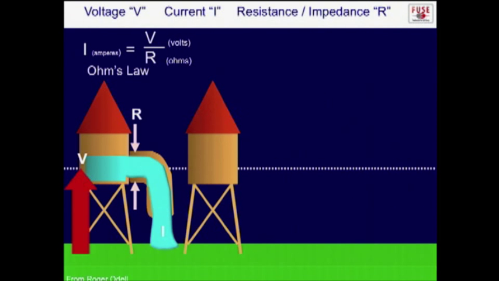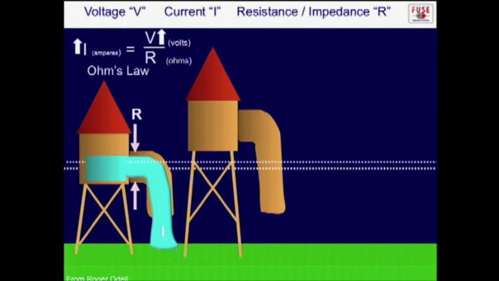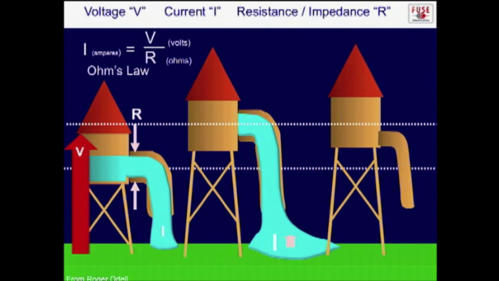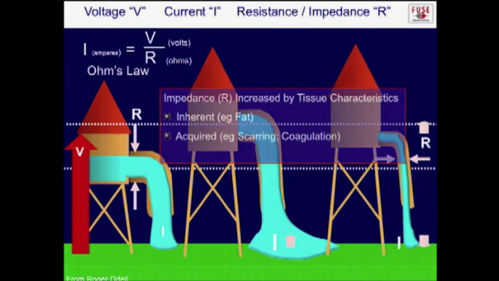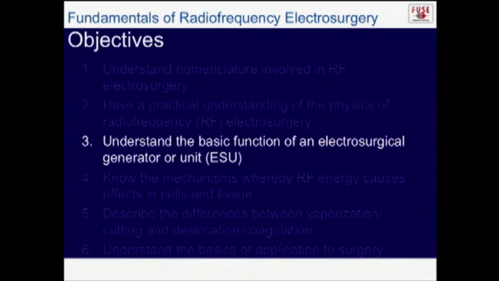So if we wanted to increase current flow, what we could do is increase the height of the tower, which is like increasing voltage. And so when we open the spigot, we'd have more flow. But if we encountered impedant tissue, for example, or we wanted to increase the impedance, we could narrow the spigot, and even though the voltage is the same, the amount of flow will reduce. So where do we encounter this surgically? Well, we encounter it when we have inherently high impedant tissue like fat, or tissue that acquires its high impedance like scarred tissue, or tissue you've already desiccated and coagulated.